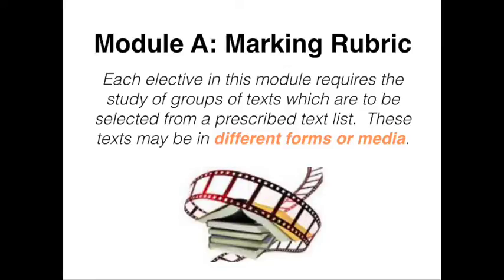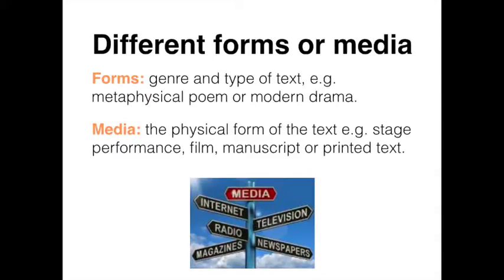contexts. The rubric then states, each elective in this module requires the study of groups of texts which are to be selected from a prescribed text list. These texts may be in different forms or media. Here we have some key terms. When you're considering forms, you need to think about the genre and the type of text, for example, metaphysical poem or modern drama. When you're considering media, you're thinking about the physical form of the text, for example, stage performance, film, manuscript, or printed text.